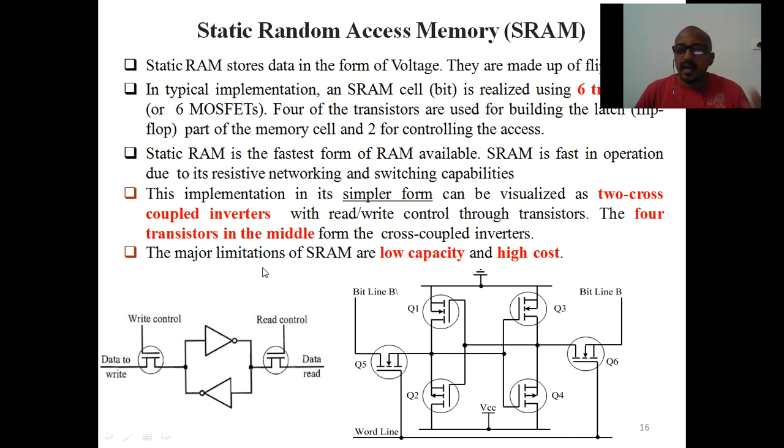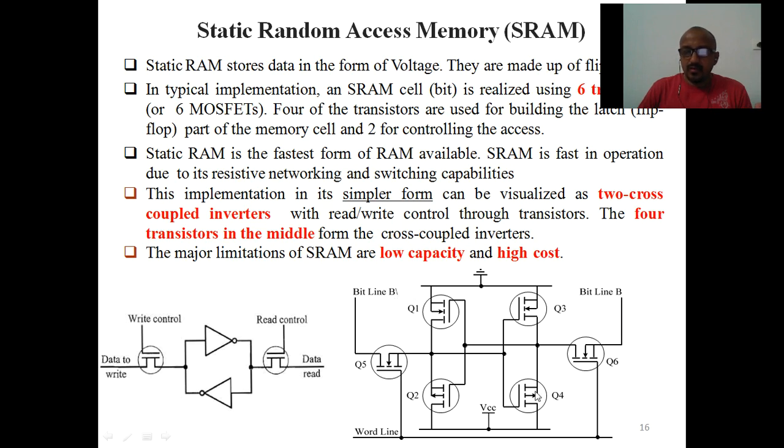So SRAM is faster in operation, with a resistive network and switching capability. A simpler form of this can be visualized as below. One inverter is feeding the other, and another two transistors are used for control operation for write and read. Here Q1 and Q2 form one inverter, Q3 and Q4 form the other inverter, and the output of one inverter is given as input to the other. Here is bit line B, and on the other side bit line B bar.